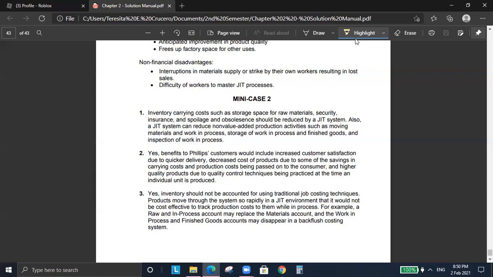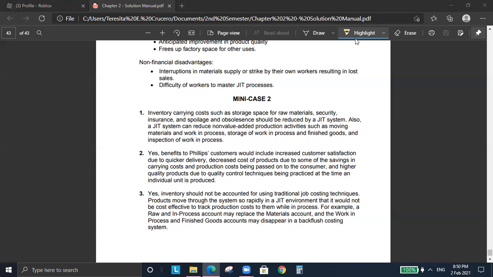Now, in the number two requirement, should the customers reap any benefits from the change? Yes, the benefits to Phillips' customers would include increased customer satisfaction due to quicker delivery, decreased cost of products due to some of the savings in carrying costs and production costs being passed on to the consumer, and higher quality products due to quality control techniques being practiced at the time an individual unit is produced.